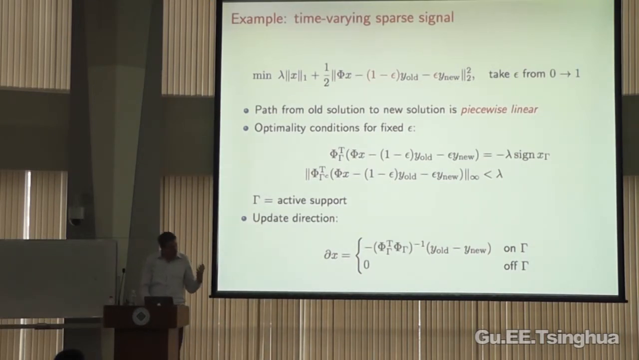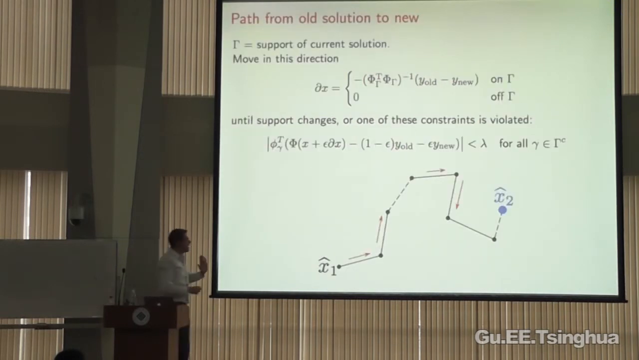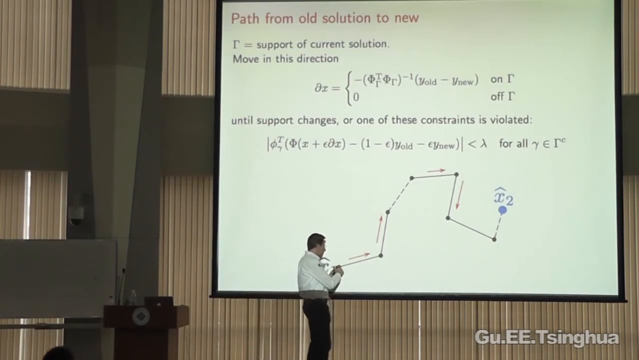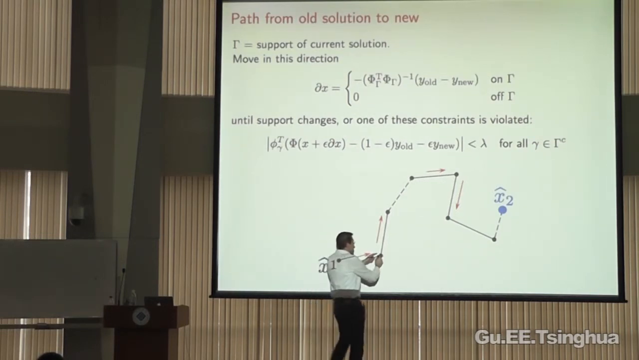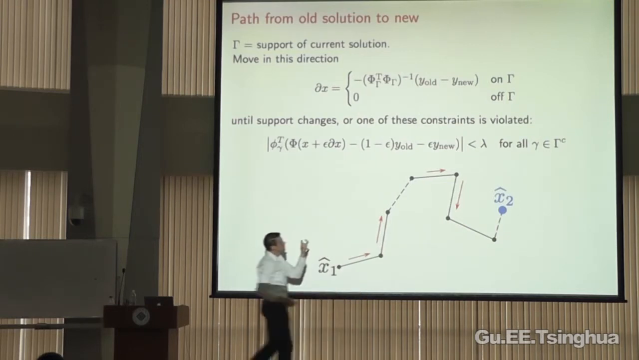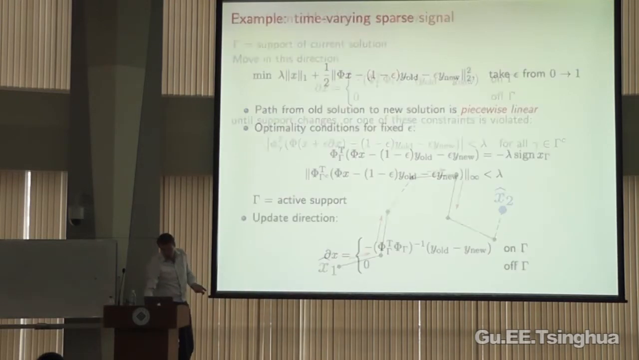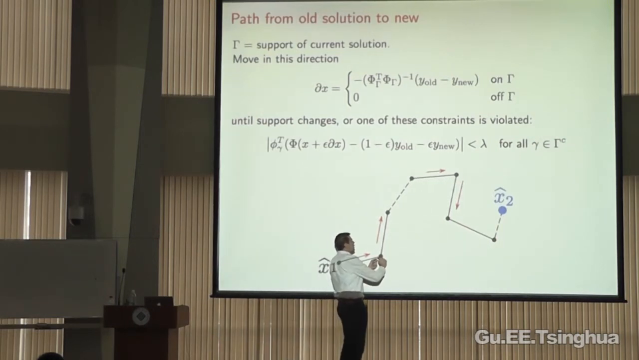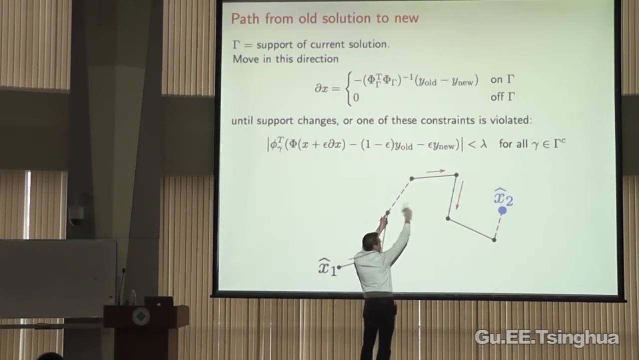So what you have now is not a single linear step from the solution of one to the other, but rather a series of linear steps. If I'm sitting here, I say, okay, change epsilon, I have to move in this direction. I can very quickly calculate how long I can move before a constraint gets broken or the support changes. I can move from here to here, and then change direction, and since only one thing in the support changes, it's a low rank update. So it costs me a matrix vector multiply, low rank update, matrix vector multiply, low rank update, etc.